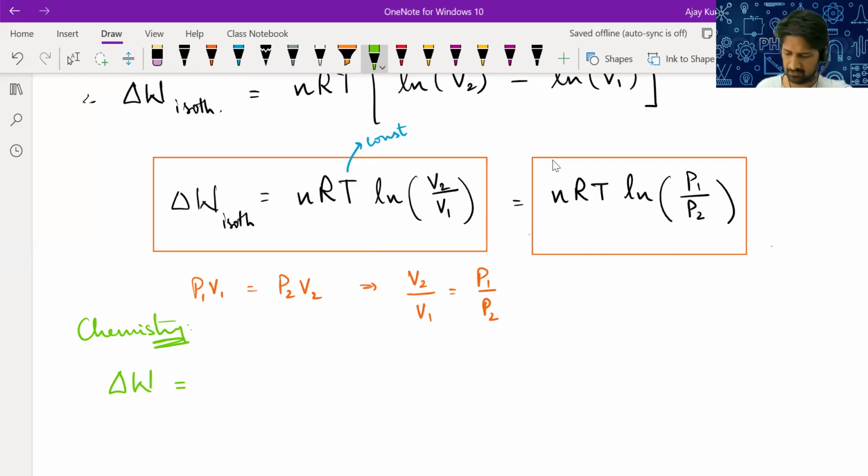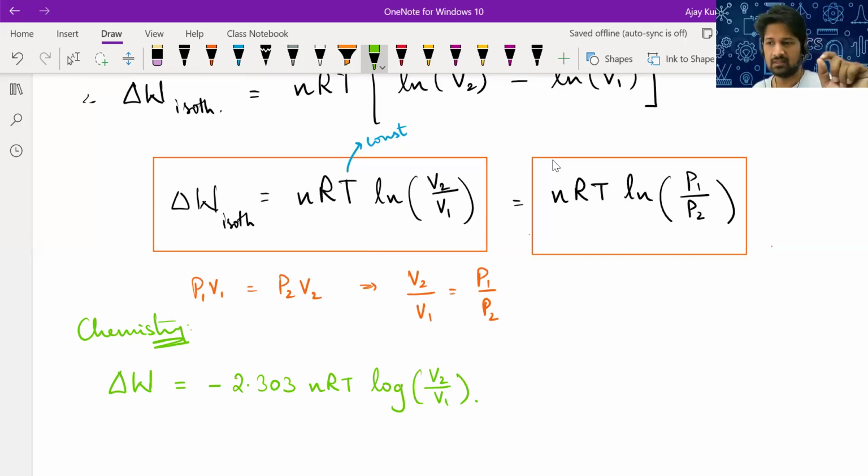Okay. In chemistry, the formula you have for work done in an isothermal process is, I think, minus 2.303 nRT logarithm of V2 divided by V1. First, where did the minus come from? In chemistry, the delta W that you learn about is work done on the gas.